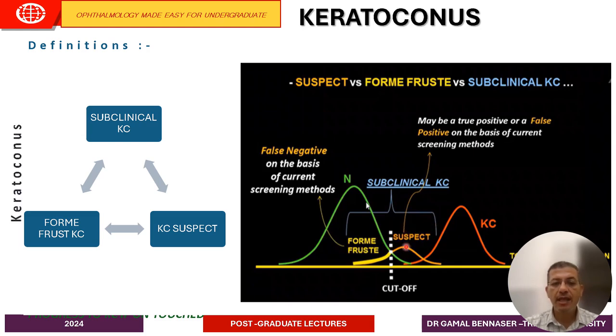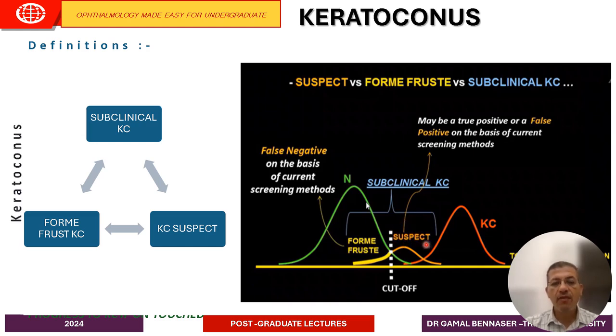There's another entity, as I said, where the data for topography, tomography, corneal biomechanics, and corneal hysteresis are borderline, in the border zone or the gray zone, that's in between the abnormal keratoconus values and the normal corneal values. So they have abnormal data, but we cannot say that they have keratoconus. These people are known as keratoconus suspect.